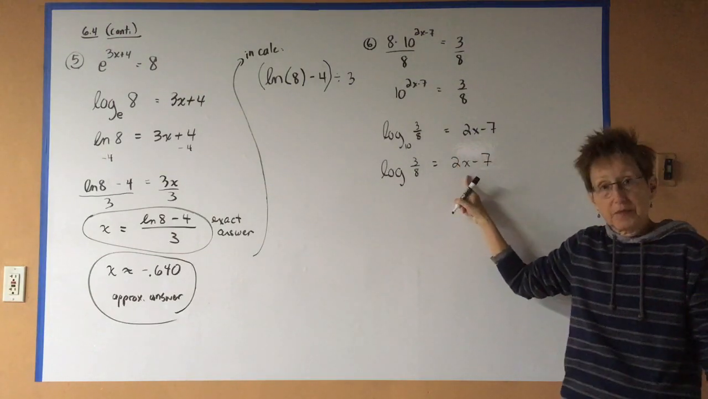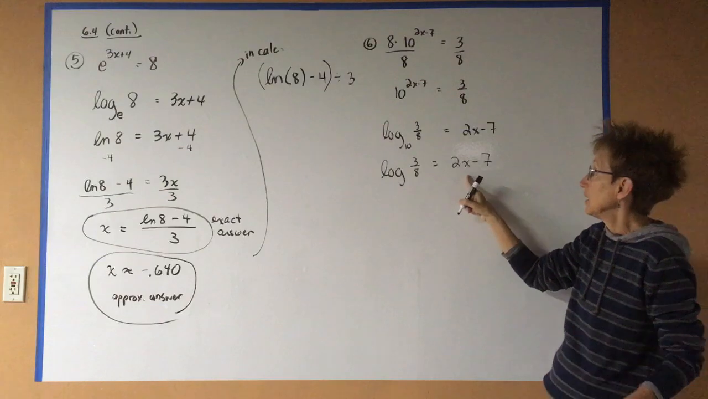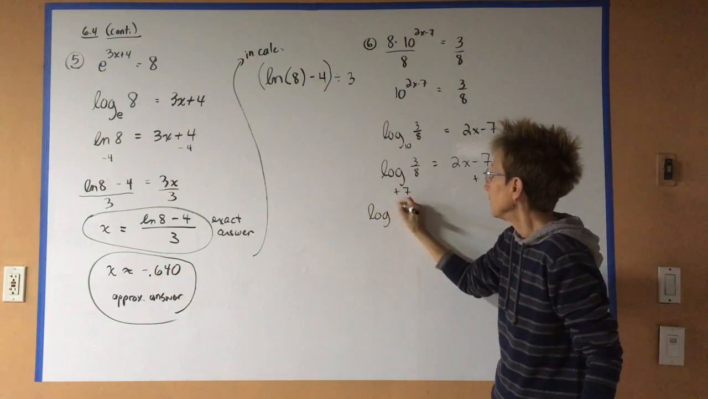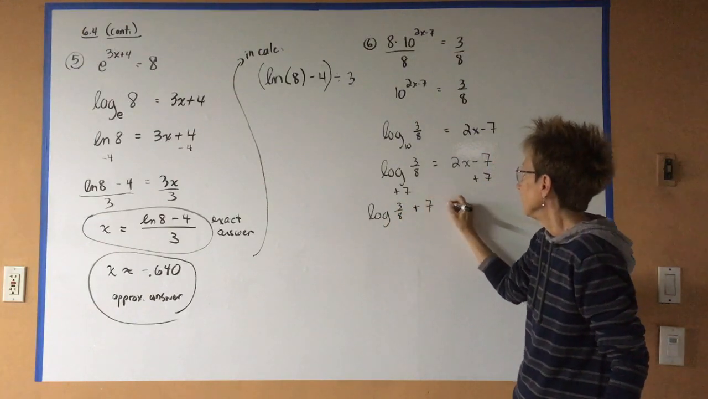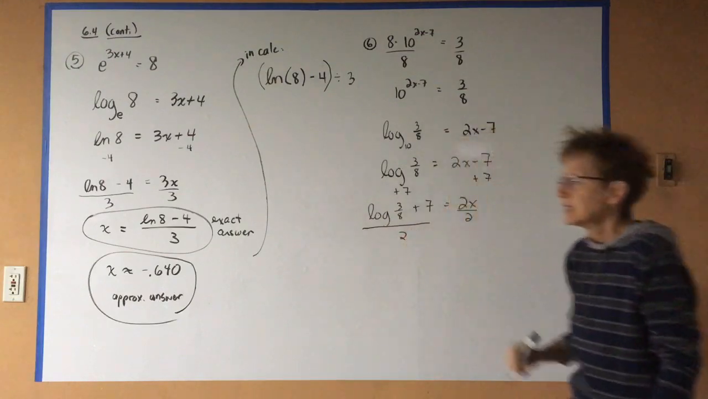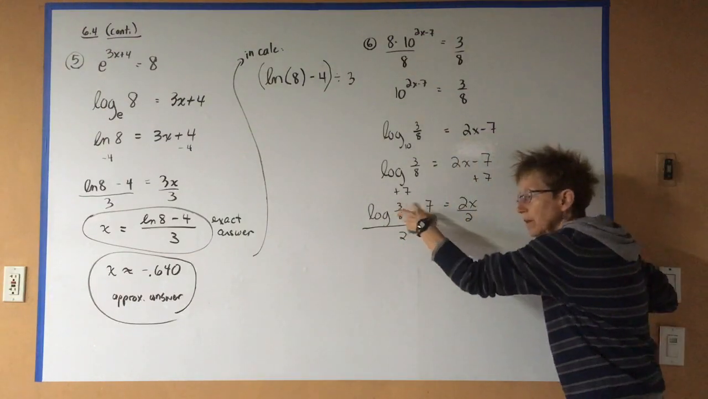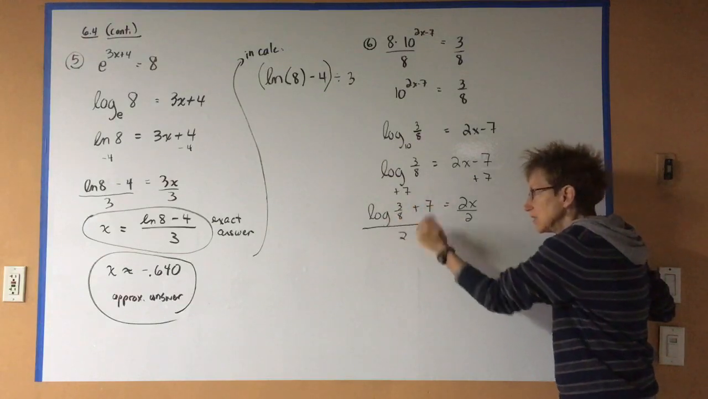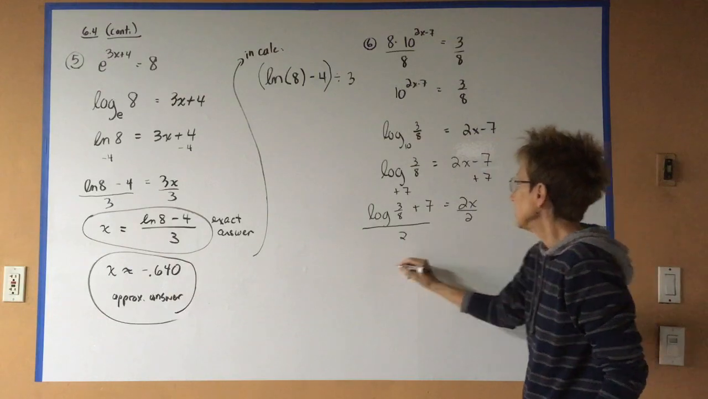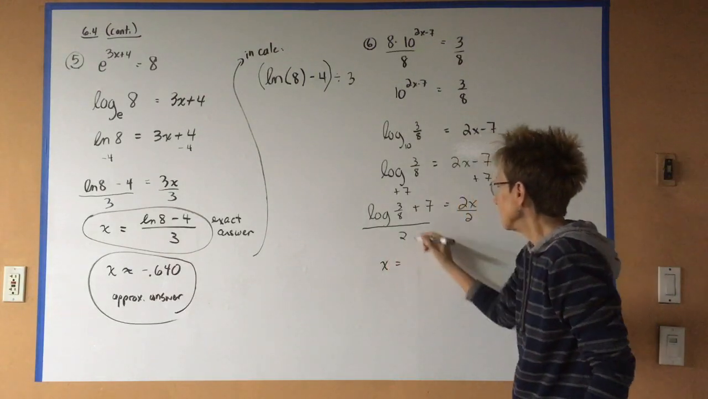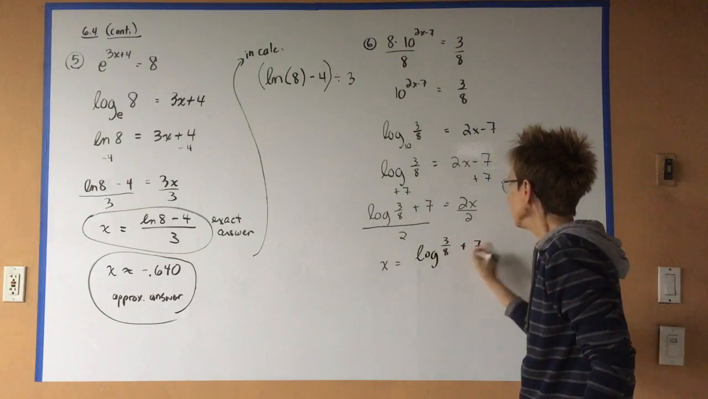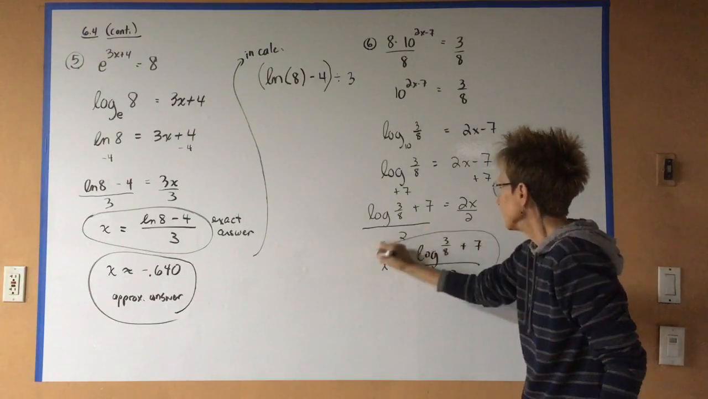This is linear. So I'm going to solve my linear equation. I'll add 7 to both sides. So I've got log of 3/8 plus 7 equals 2x. And then I'll divide by 2. And I'm going to divide the entire side by 2 because, again, this is a number, and so I don't really need to divide separate pieces by 2 because it's all just a constant. So that means my exact answer is x equals log of 3/8 plus 7 all divided by 2. There's my exact answer.